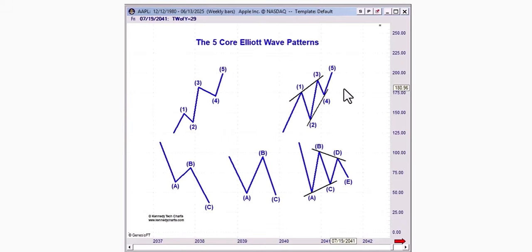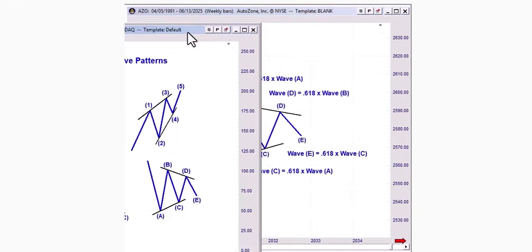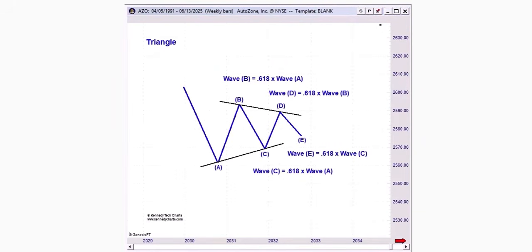And what he does in his book, which is brilliant, he goes through and says, okay, here are all the rules which govern the development of an impulse wave. Here are all the rules which govern the development of a flat correction. Here are all the guidelines which are pertinent to each individual pattern. So it's a very, very useful reference. That's why my copy of Elliott Wave Principle is always within arm's reach, because sometimes I might miss something or forget something or just want to double check something.